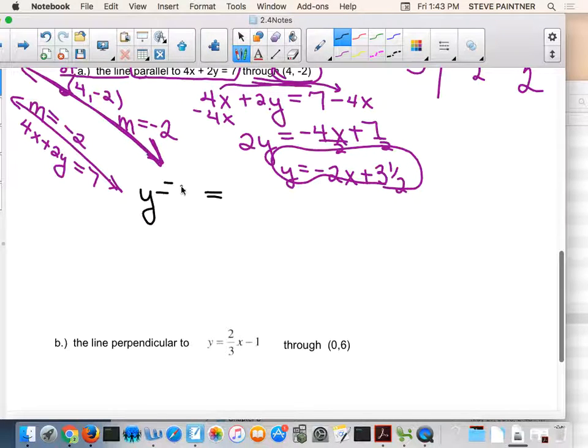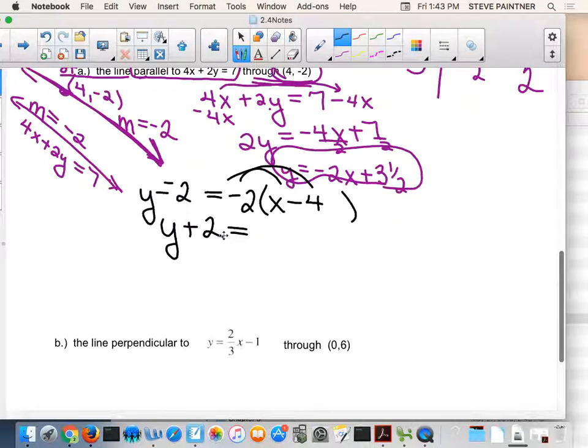Negative 2. Slope is negative 2 times x minus what? 4? Okay. Distribute through, right? And you get, what's this going to be? Y minus negative 2 is plus 2. This is negative 2x plus 8. Yep. Okay. You're almost done.